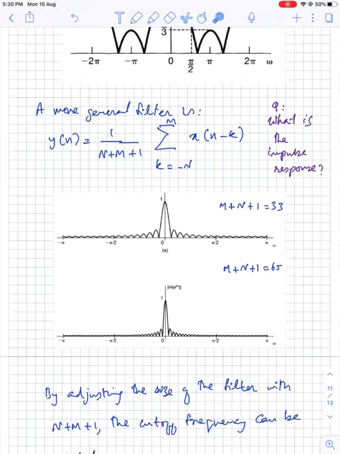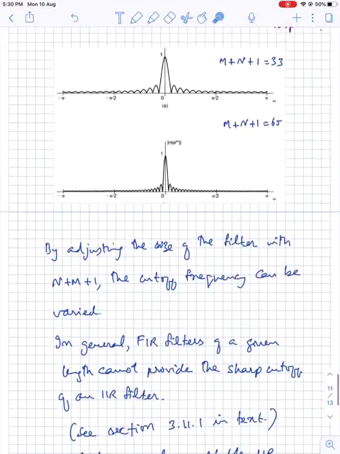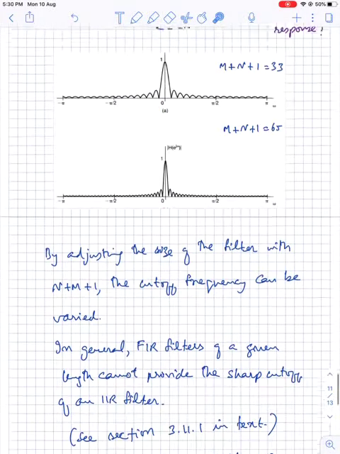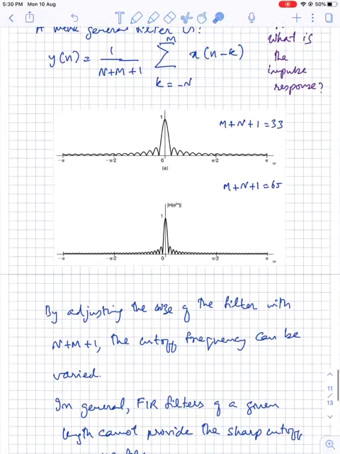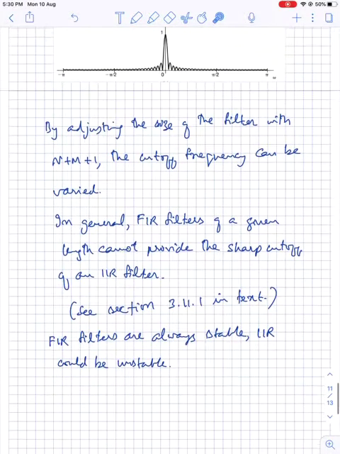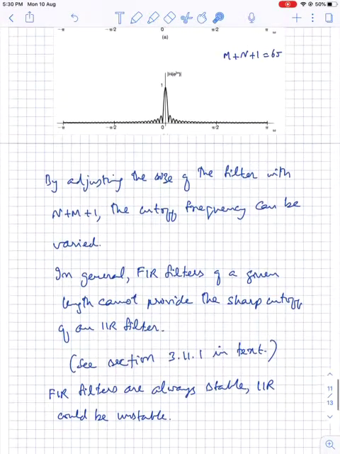By adjusting the size of the filter, n plus m plus 1, the cutoff frequency can be varied. Here the cutoff frequency is here, whereas here the cutoff frequency is here. So by manipulating the length of the filter, you can choose your cutoff frequency. Filter design is a complete topic in itself, but the book also talks about FIR filters. Both FIR and IIR examples are there in this chapter.